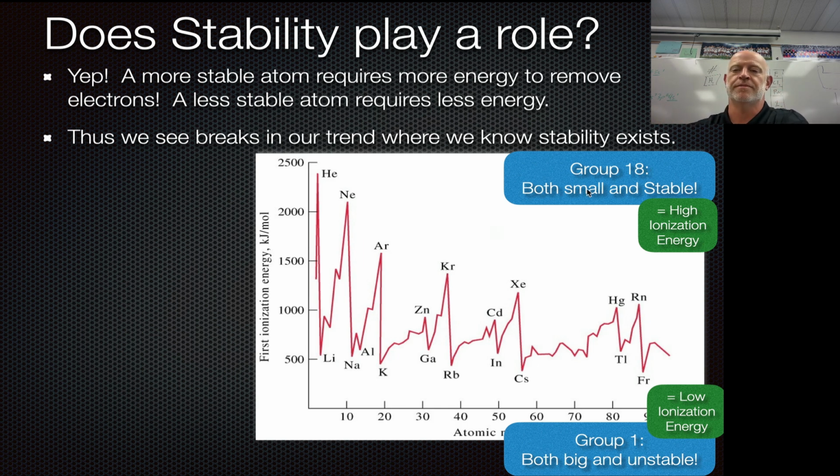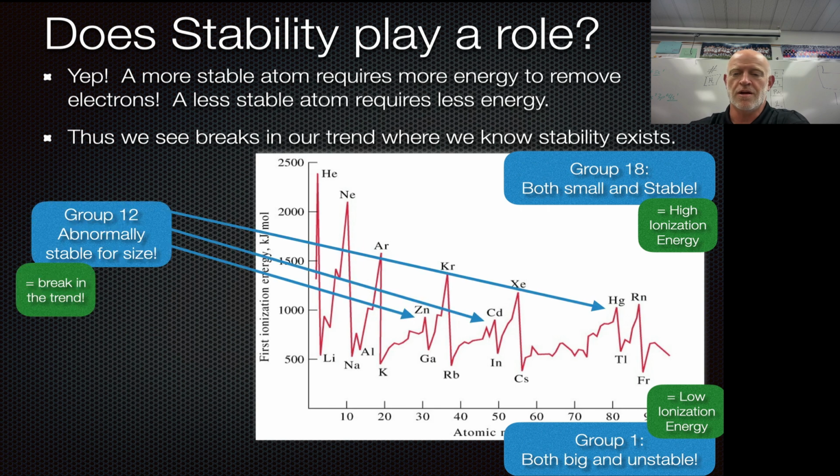So let's look at group 18. Group 18 is tiny. They are the smallest elements in their period, and they're super stable. So for group 18, it would make sense that they have all the peaks. They're the highest ionization energy. Look at group 1, our alkali metals. They're the biggest elements in their period, and they're the most unstable. So it makes sense that they should have low ionization energies, okay? But what about right here, like zinc, cadmium, and mercury? Well, if you remember, those are all group 12 elements.